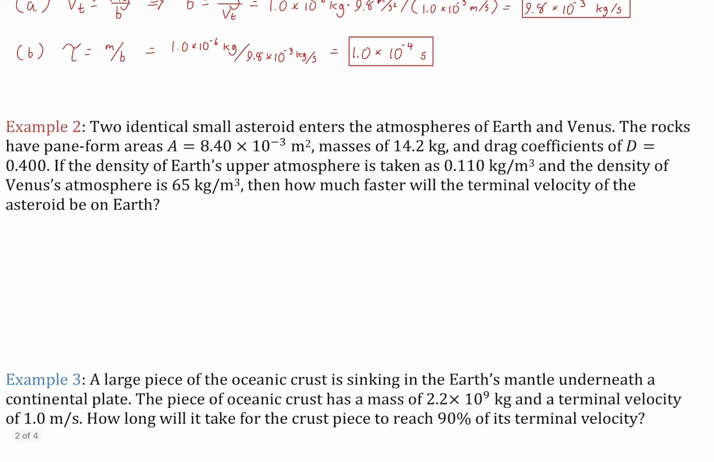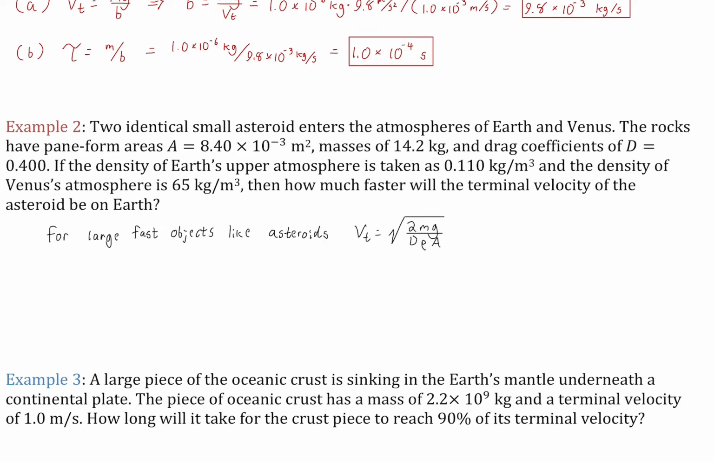Let's look at another one. 2 identical asteroids enter the atmospheres of Earth and Venus. The rocks have plane form areas, given here as 8.4 times 10 to the negative 3 square meters, masses of 14.2 kilograms, drag coefficients of 0.4. All right, so they're fairly draggy, but not super draggy. Technical term there. If the density of Earth's upper atmosphere is taken as 0.11 kilograms per cubic meter, that's about a tenth of the density at sea level. And the density of Venus's atmosphere is 65 kilograms per cubic meter, because Venus has an incredibly dense atmosphere. Then how much faster will the terminal velocity of the asteroid be on Earth?